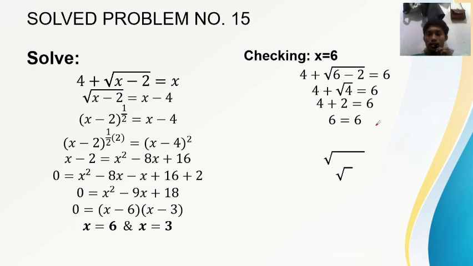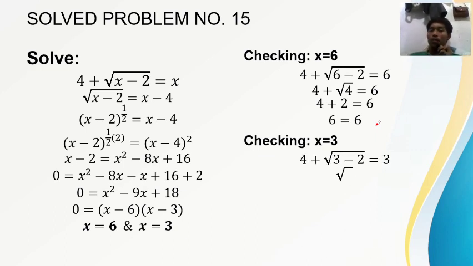So this is true. Mamaya. So x equals 3 naman tayo. So 4 plus square root of 3 minus 2 equals 3. Sinasubstitute lang natin yung x base sa values na nakuha natin. So 3 minus 2 is square root of 1. So there's still a radical here, ha? So 4 plus square root of 1 is 1. So 4 plus 1, 5. Nag-equal ba siya sa 3?